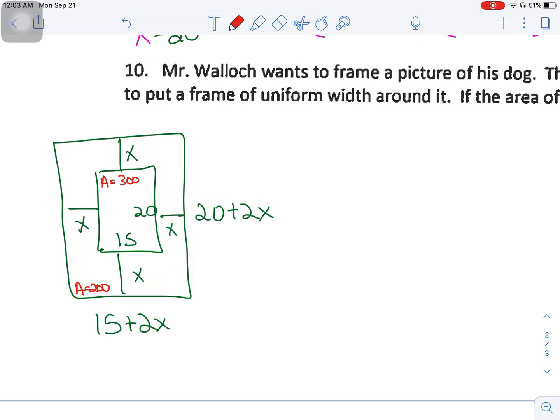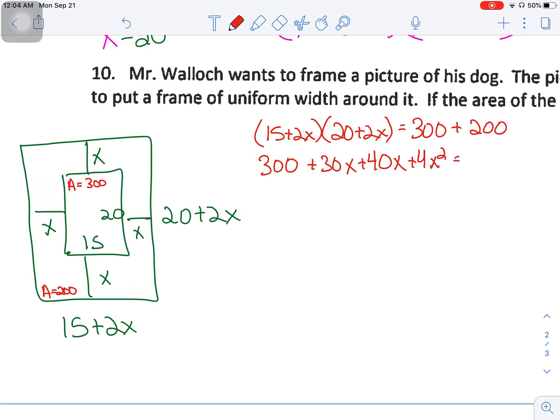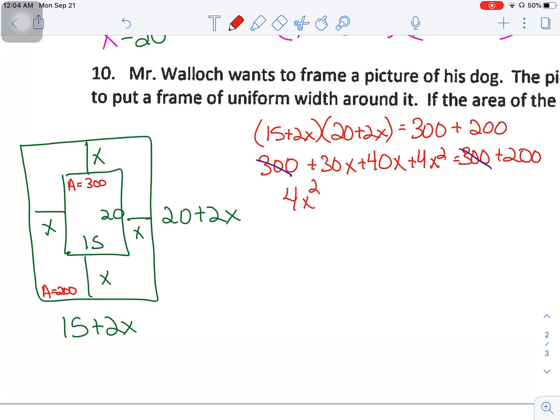Okay, so using this information, let me build an equation here. The large rectangle, so 15 plus 2x times 20 plus 2x, would equal the picture, the little rectangle, which is 300, plus the frame, which is 200. So we've got an equation to solve now. So this is going to be 300 plus 30x plus 40x plus 4x squared. I'm going to leave that as it is for a second because I'm just going to come through here and eliminate the 300s. I'm lazy like that. 4x squared plus 70x minus 200 equals 0. Divide everything by 2. That'll at least make the numbers a little smaller to work with.